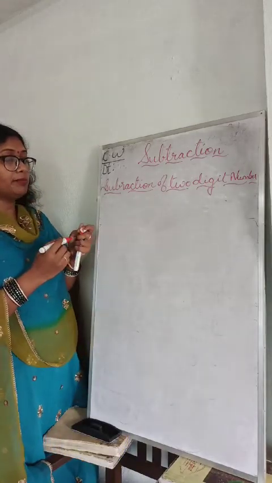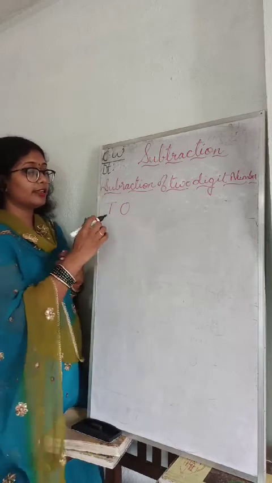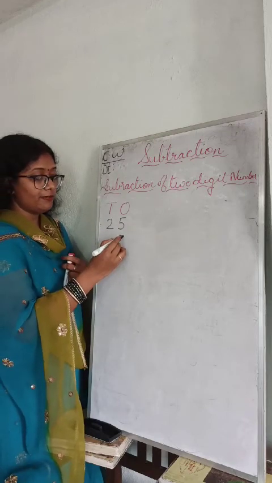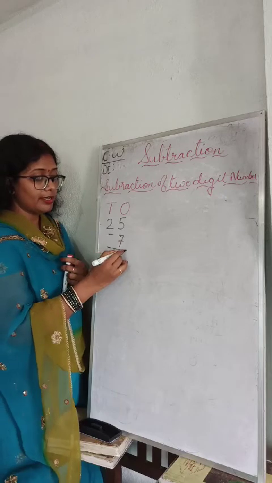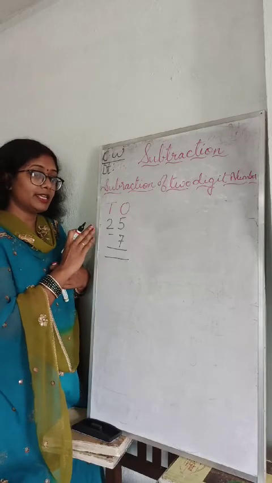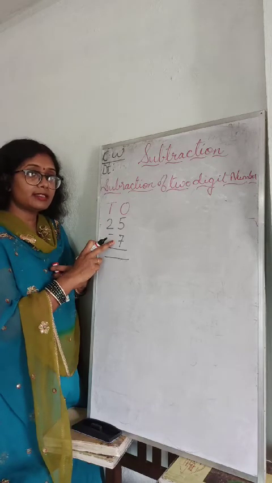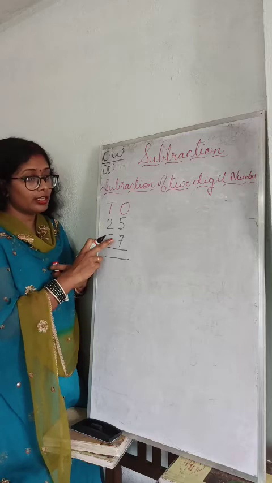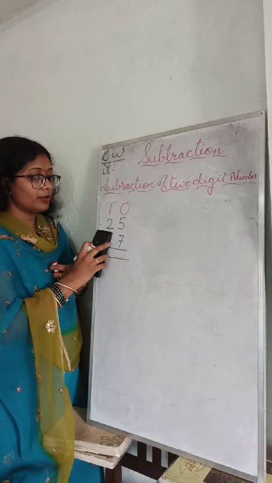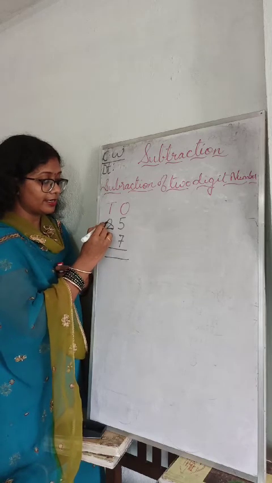Now, in the previous class we learned that if there is a two-digit number and we have to subtract a one-digit number from that, how are we going to do it? In the previous class, पिछले क्लास में हमने ये सीखा था कि two-digit number से one-digit number को कैसे subtract करते हैं. Okay? Now we will learn more than that. Today we are going to learn more than that. So let's understand it.